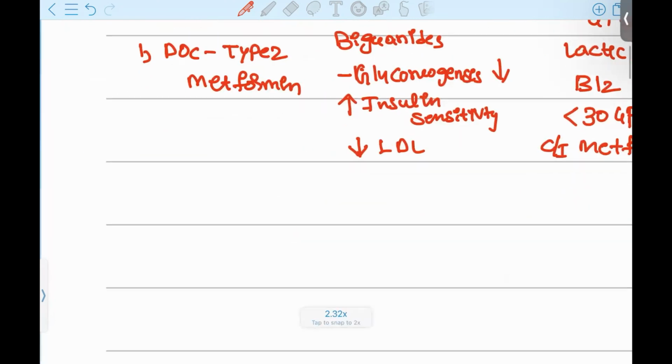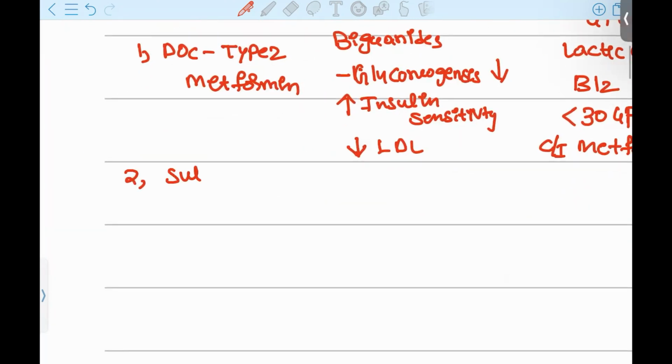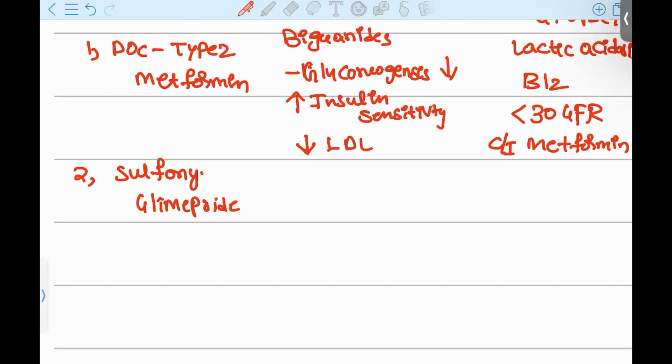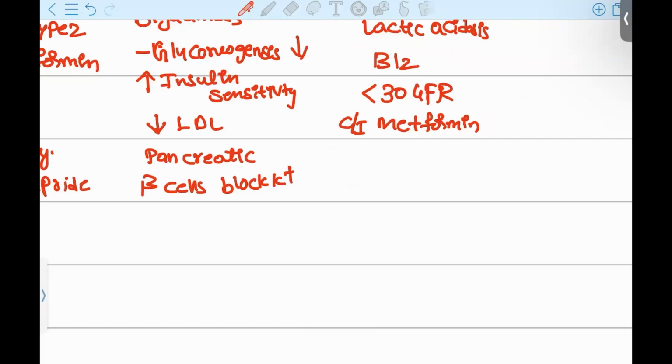Next are the sulfonylureas. These drugs are usually glimepiride. They stimulate the pancreatic beta cells. The main mechanism of action is that they stimulate the beta cells of the pancreas by blocking the potassium channels, so that it increases insulin secretion.